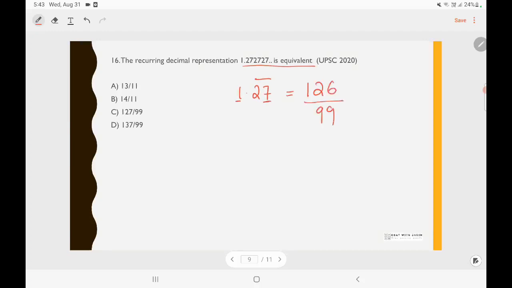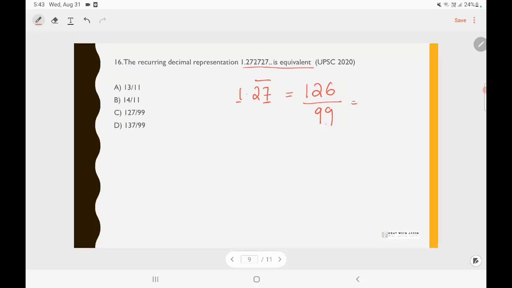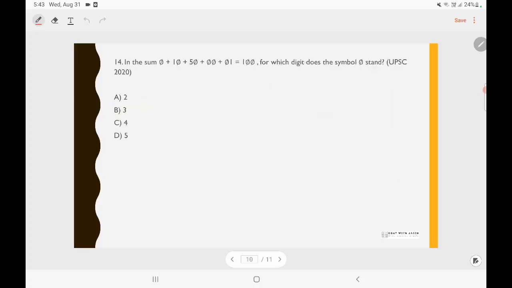Here this is a multiple of 3 and this is a multiple of 3, so we can divide by 3. You will get 42 divided by 33. Right. So again you can divide by 3. 42, if you divide by 3 you will get 14, then 33 divided by 3 is 11, so 14 by 11. So option B is the right answer. Okay. Now let's look into another question.